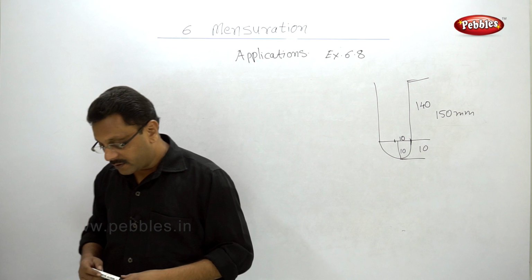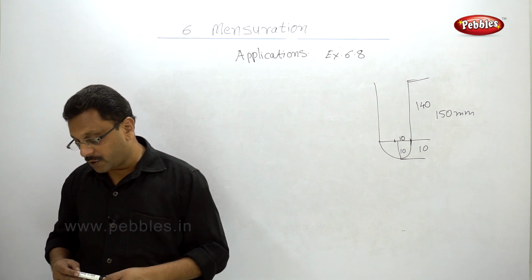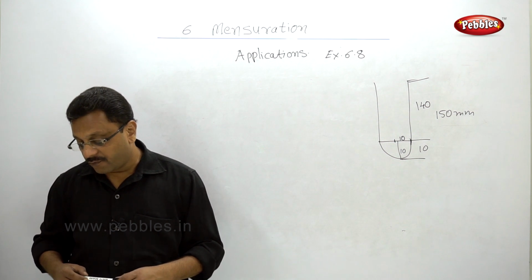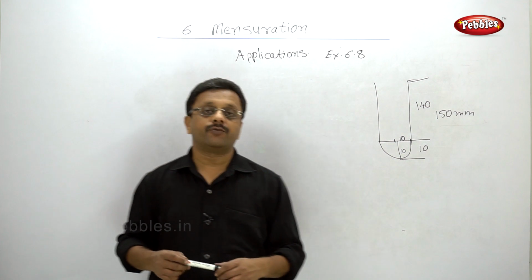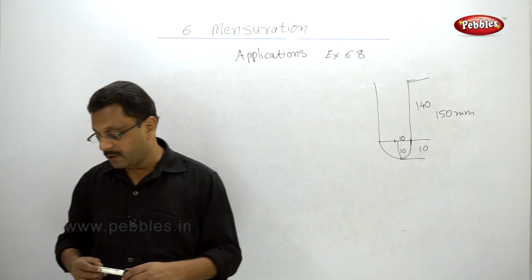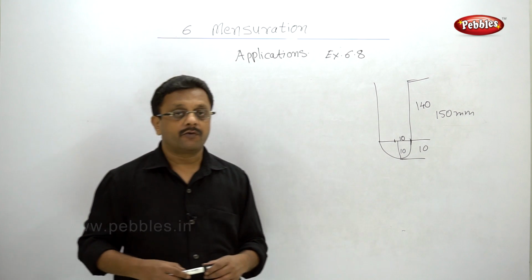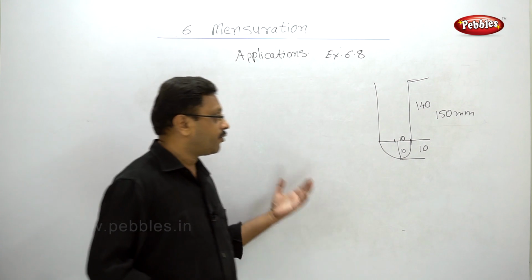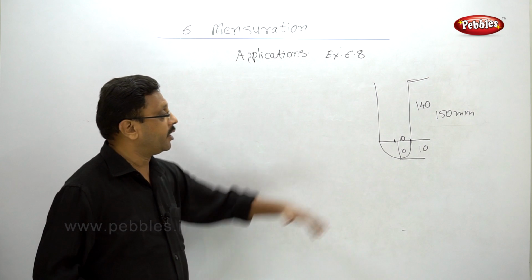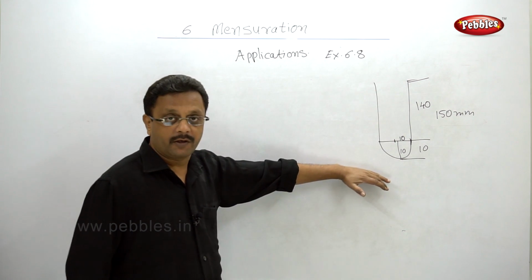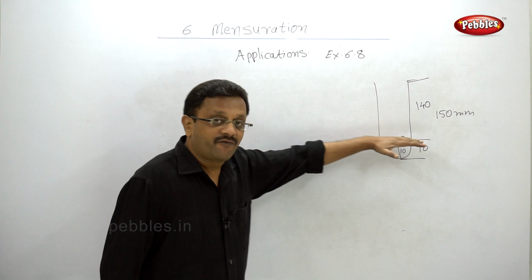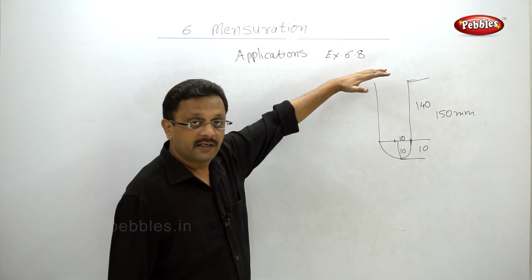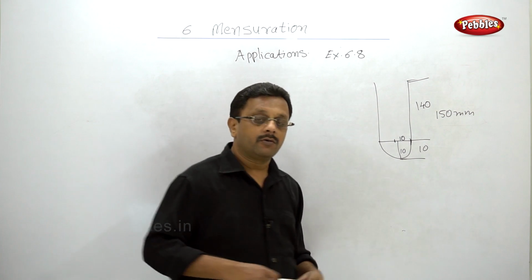Let us see what they say further. The lower portion is hemispherical and the upper portion is cylindrical. Find the capacity of test tube. This question appeared in the March 15 exam for 4 marks. Very simple question for 4 marks. Only you should be able to interpret the dimensions of the figure. You should be able to bifurcate this figure into 2 parts, that is lower part is hemisphere, upper part is cylindrical, and you should be able to find out.